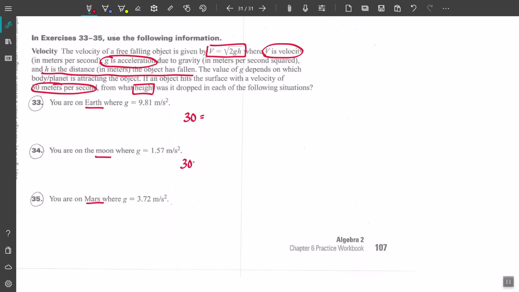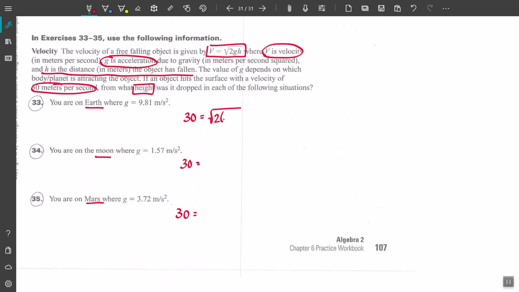Okay, so we can just go ahead and write that in for all of them. That's how we're going to start the problem. And then we've got the square root of 2gh. That's the other half of this problem. h is what we're solving for, so that's the variable we'll leave open. The thing that's changing here for each of them is the gravitational pull.